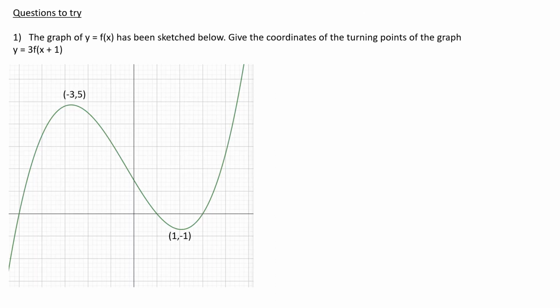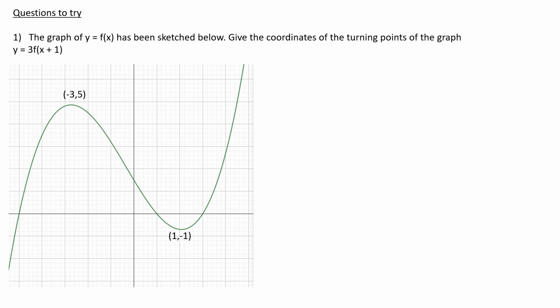Here is a question for you to try. Please sketch this on squared paper so you can have a go at it. The graph of y equals f of x has been sketched. Give the coordinates of the turning points of the graph y equals 3 f of x plus 1.